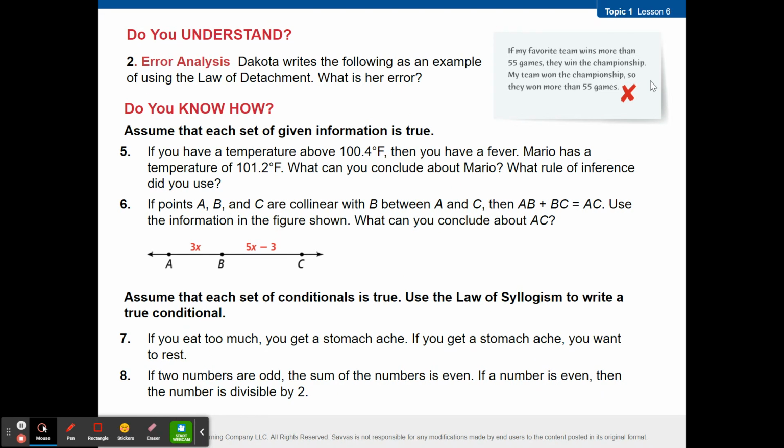You're going to have two conditionals with syllogism. There's no getting around that. So it's going to be a lot more wordy, and it's going to have two if-thens. Does that help? Okay. Any other questions?